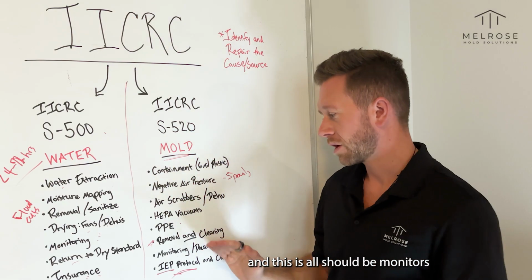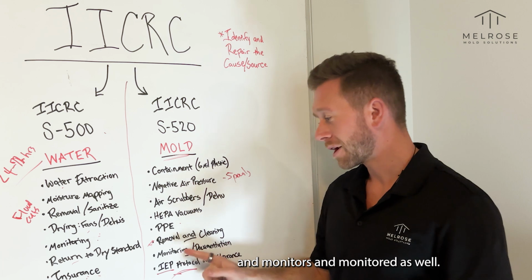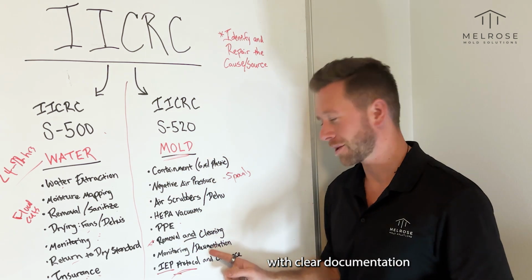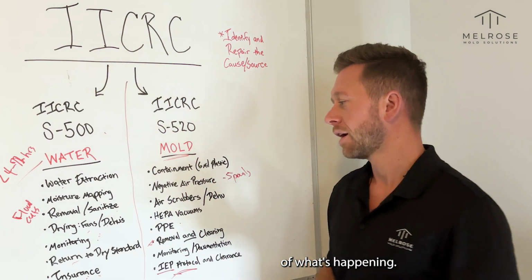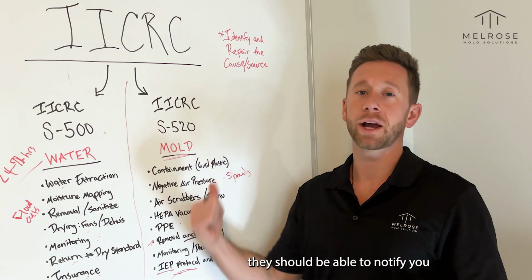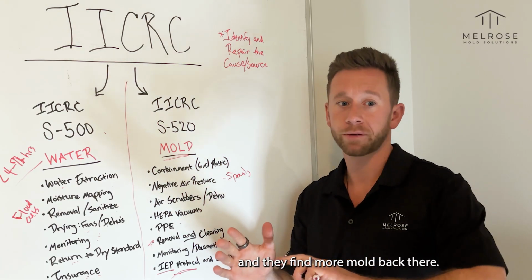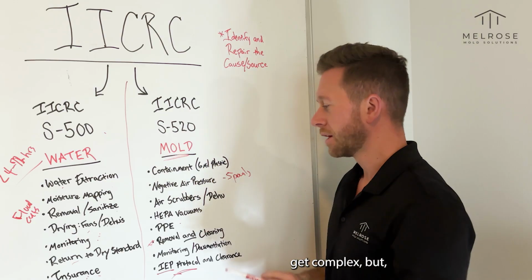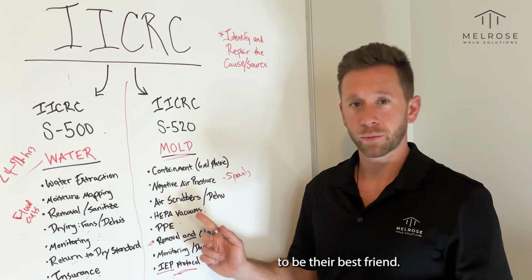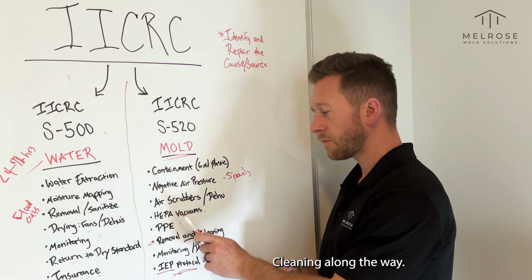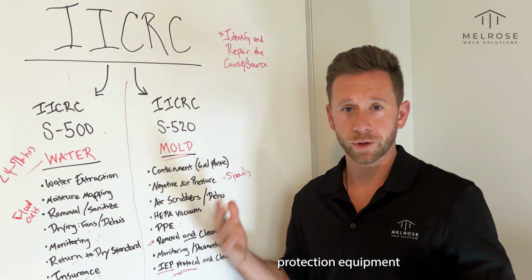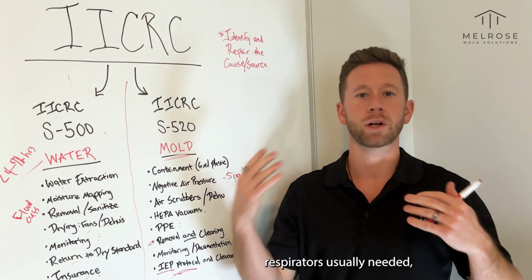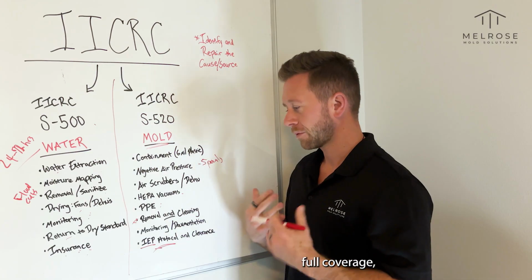And this all should be monitored as well with clear documentation of what's happening, what they're finding. They should be able to notify you if they remove a material and they find more mold back there. That's where some of this can kind of get complex. But HEPA vacuums are going to be their best friend cleaning along the way. PPE is personal protection equipment to cover up. P100 respirators usually needed, full coverage.